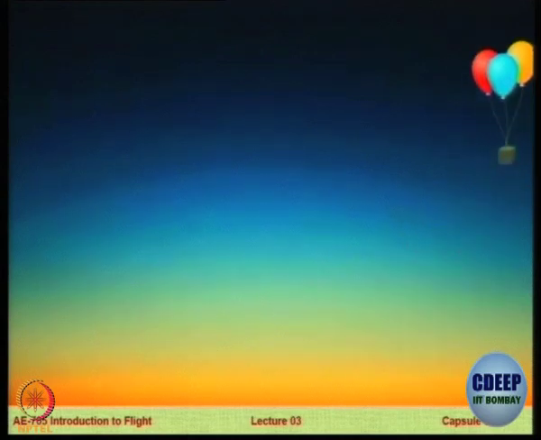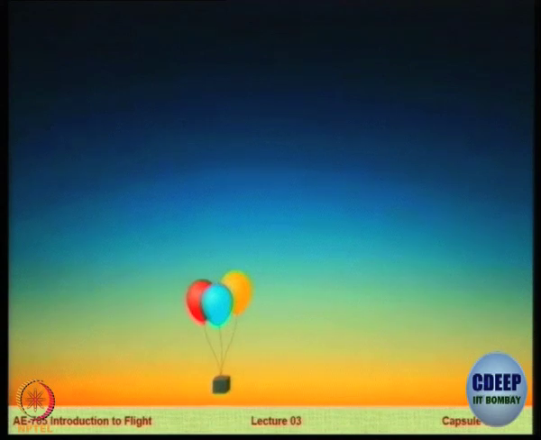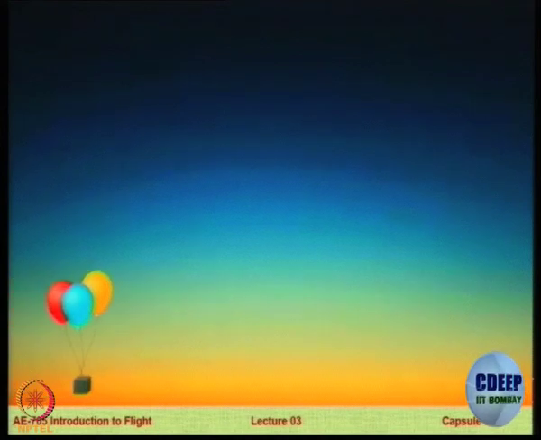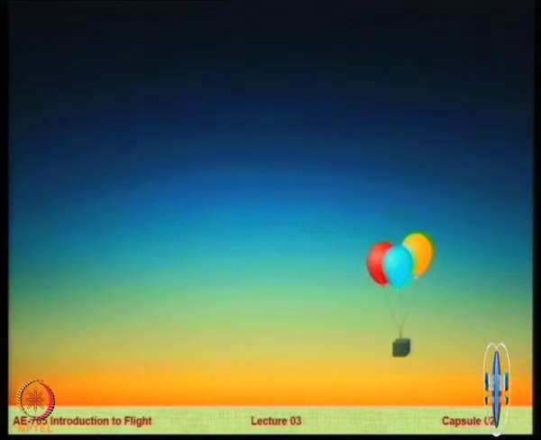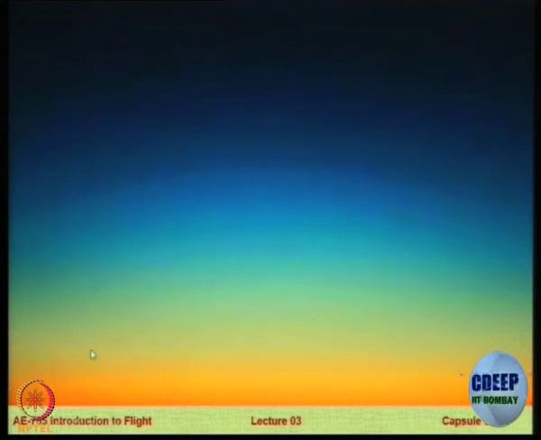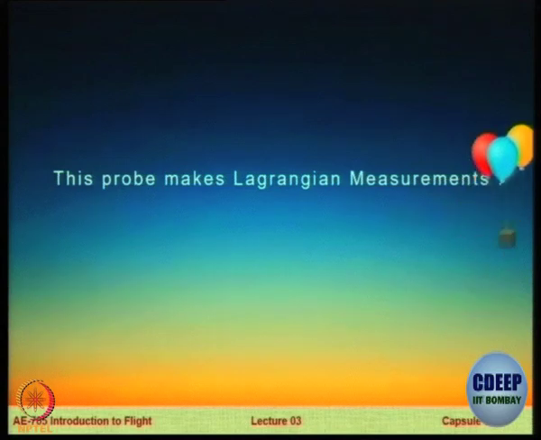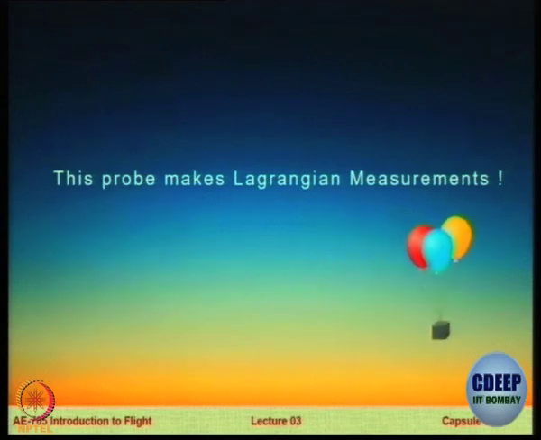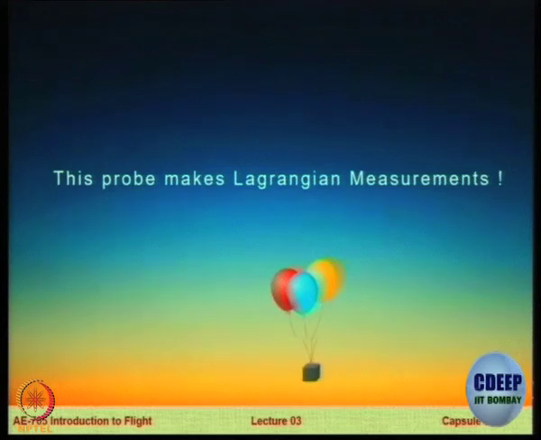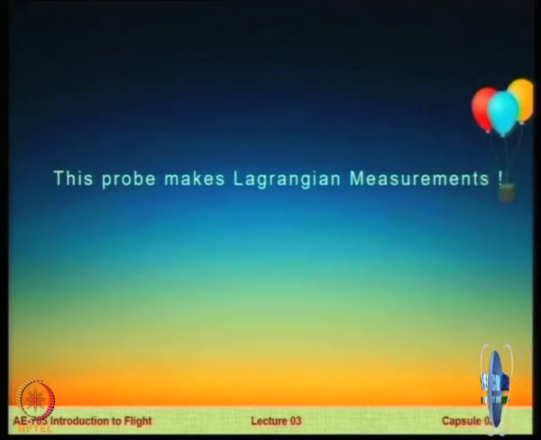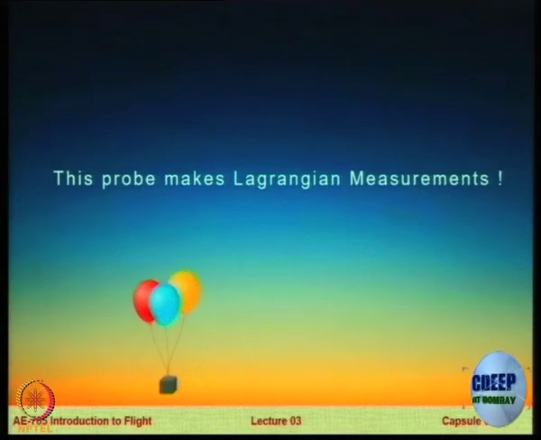So where is our attention focused? The attention is focused in this example on the specific object that is moving in space. So therefore, this probe which measures any property is making Lagrangian measurements. It is measuring a property as a function of time.